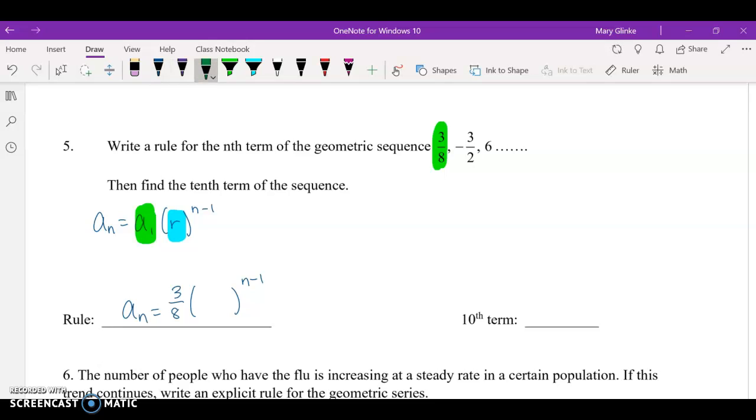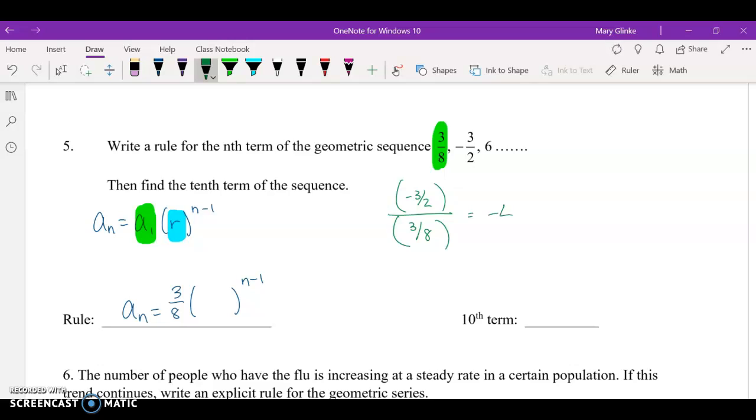So I'm going to go ahead and use the same idea that I did on the last one. I'm going to take -3/2 and I'm going to divide by 3/8 to find my r value. Now, as you're doing this, once again, you're going to want to use parentheses. Try this one more time on your calculator. Pause the video and actually type this in and see what you get.